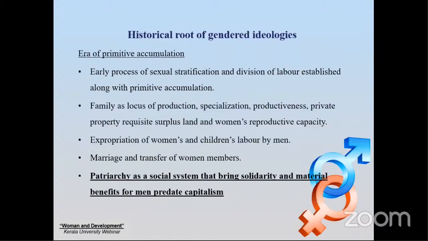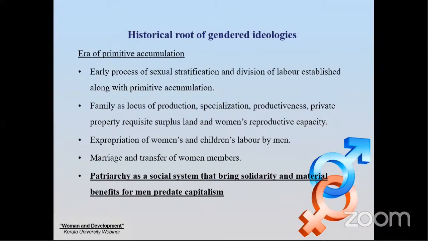So in the case of the historical root of gendered ideology, as Hartmann says, the early process of sexual stratification and division of gendered labor was established along with primitive accumulation, whereas the society that existed before primitive accumulation was sexually egalitarian. Primitive accumulation required specialization, productiveness, private property, family strategies, and all those things. In that sense, surplus land and female fertility were important determinants in accumulation.